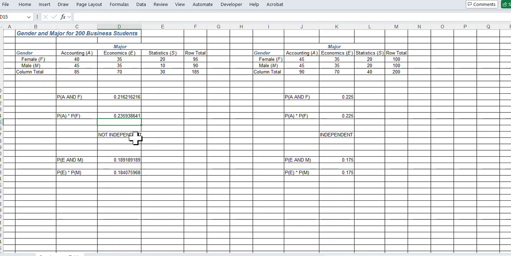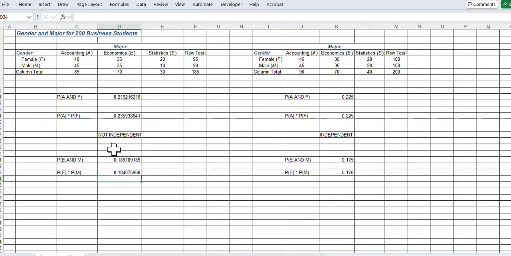Now, to prove that you could choose any one of these, I also did the probability of E and N. So I took economics and male. I first did economics and male, divided by the total, and I got an answer. And then I took the product of the probability of economics major, which is 70 over 185, times the probability of a male, which is 90 out of 185. And I did this calculation and I got, again, different numbers. So I could say that these are not independent.